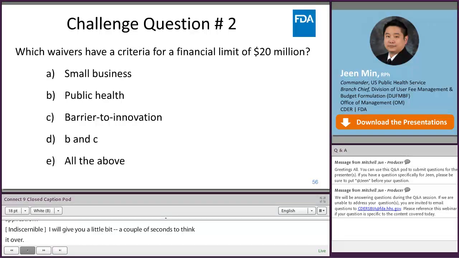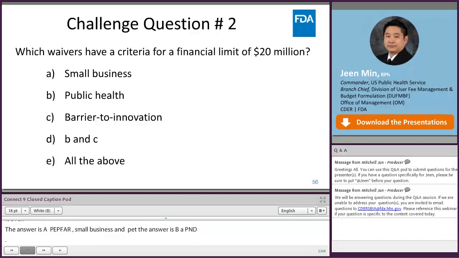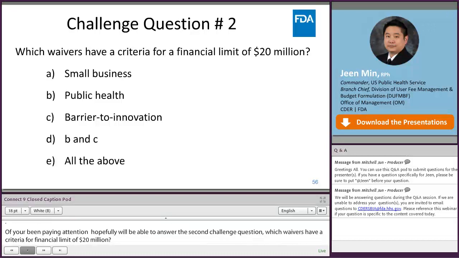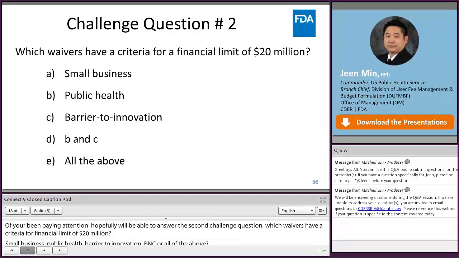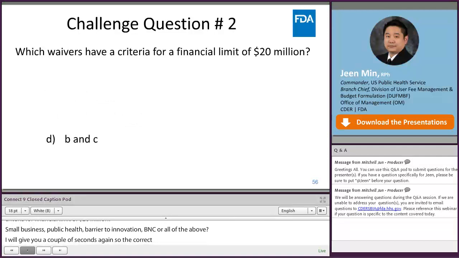If you've been paying attention, hopefully you'll be able to answer the second challenge question. Which waivers have a criteria for a financial limit of $20 million? A, small business, B, public health, C, barrier innovation, D, B and C, or E, all of the above. I'll give you a couple seconds again. So the correct answer is public health and barrier innovation. So that means it would be D, B and C.